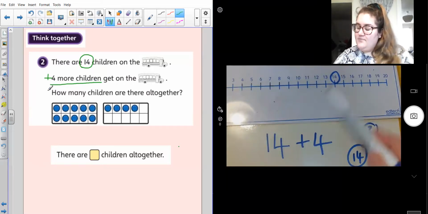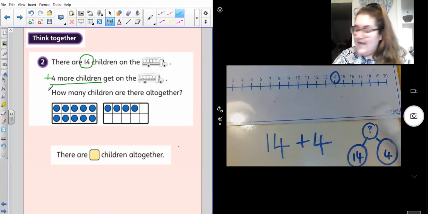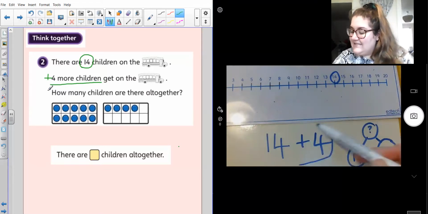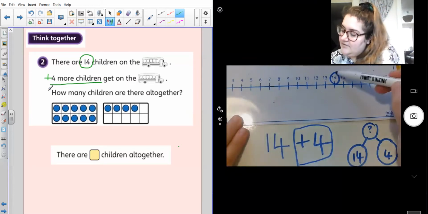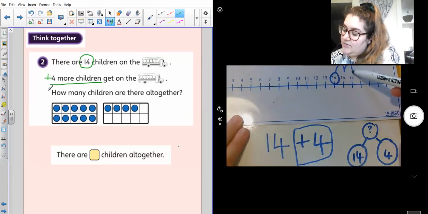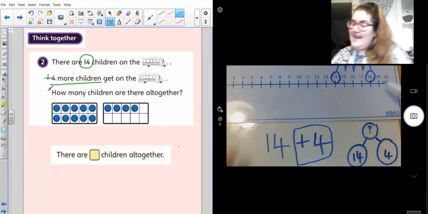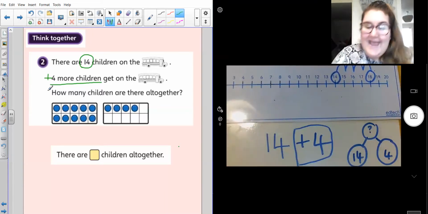Okay, so I've done my number 14. I found it on my number line, and now I'm going to add 4 more. So I'm going to count on 4 times. Can you tell me when to stop? 1, 2, 3, 4. I've added 4 more and I've landed on the number 18.